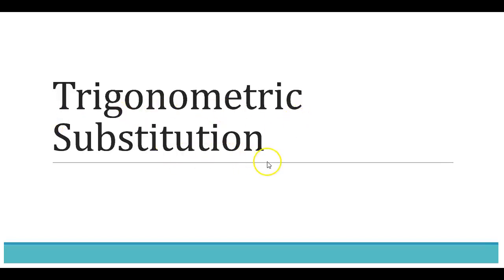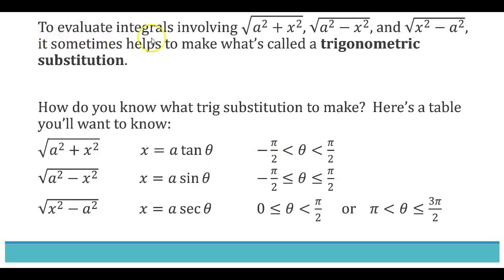Trigonometric substitution. To evaluate integrals involving the square root of a number squared plus x squared, the square root of a number squared minus x squared, and the square root of x squared minus a number squared, it sometimes helps to make what's called a trigonometric substitution. So how do you know what trig substitution to make? Well, here's a table that you'll want to know.